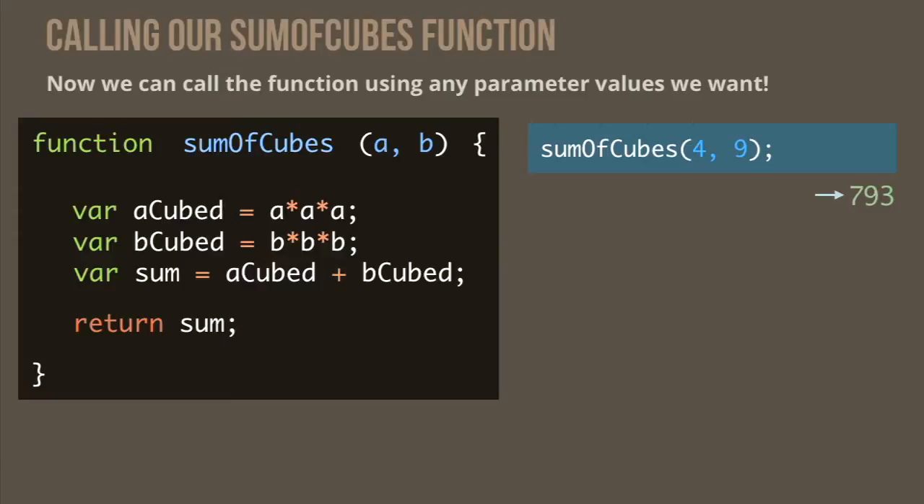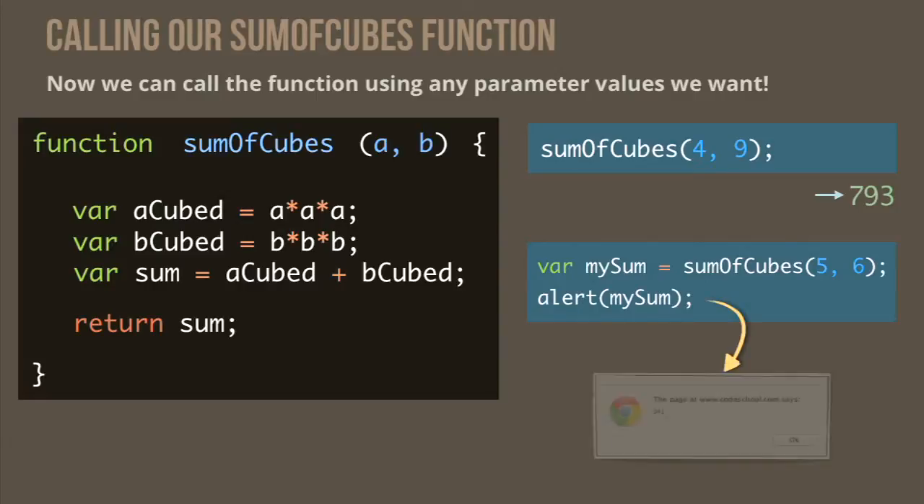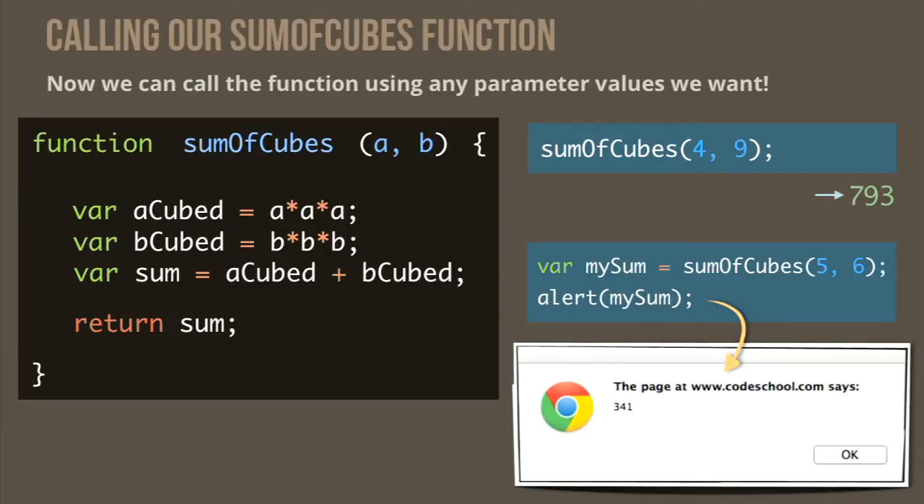Now we can do a lot of things with our sum of cubes function. We could use it in an assignment expression. So if we wanted to make a variable, let's call it mySum, and then we call sum of cubes, let's say on 5 and 6, and then tried to alert our mySum variable after that calculation to the screen, we would get 341 alerted to our user.